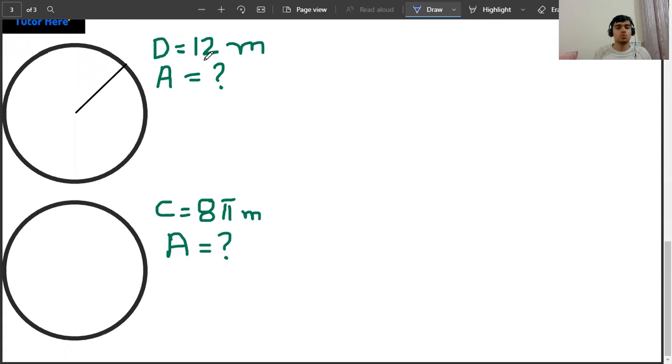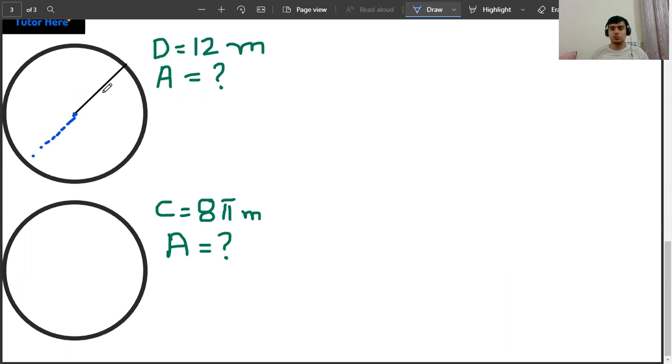All right, so what have we here? Let's say there's a circle with a diameter of 12, and they've told us to find the area. Now, the first thing you should do is just draw it on your circle so that you can understand it better. Let me just draw the diameter.